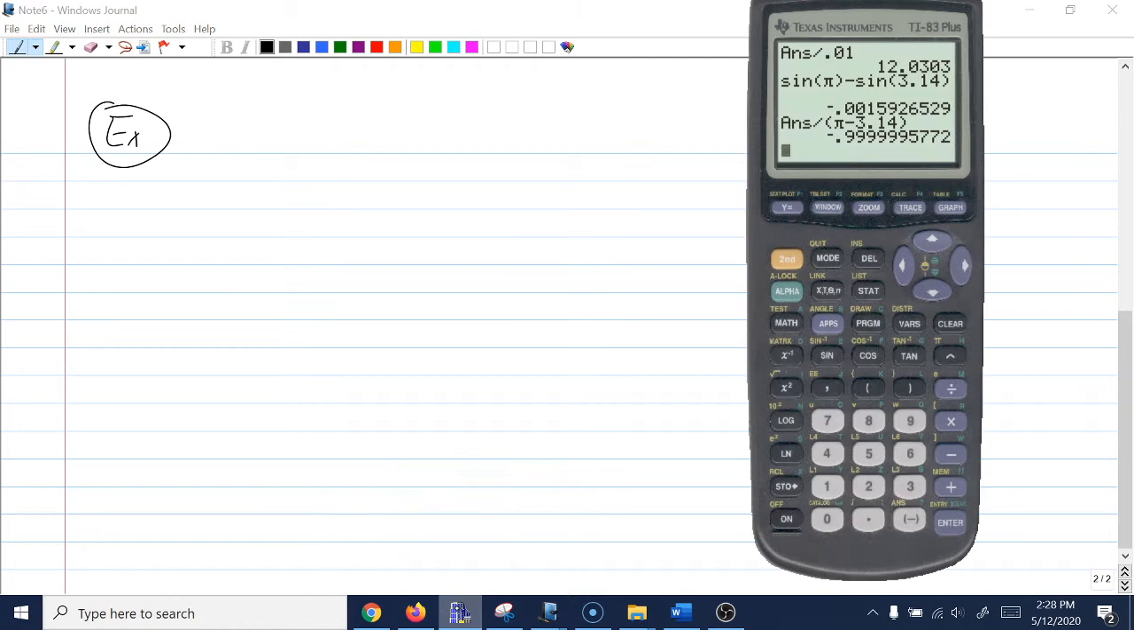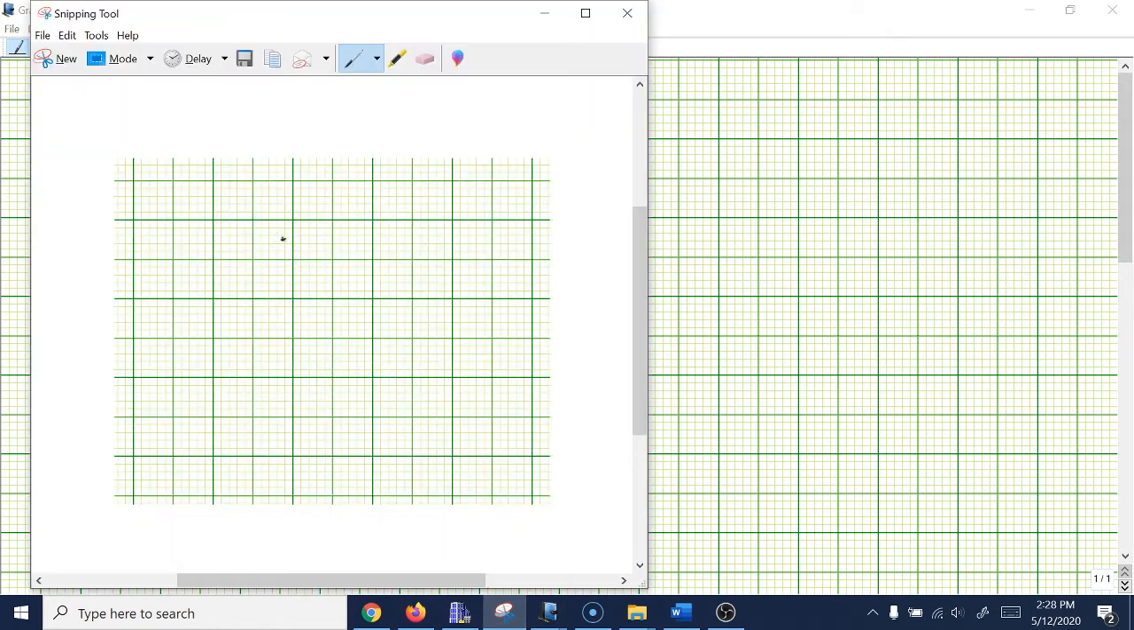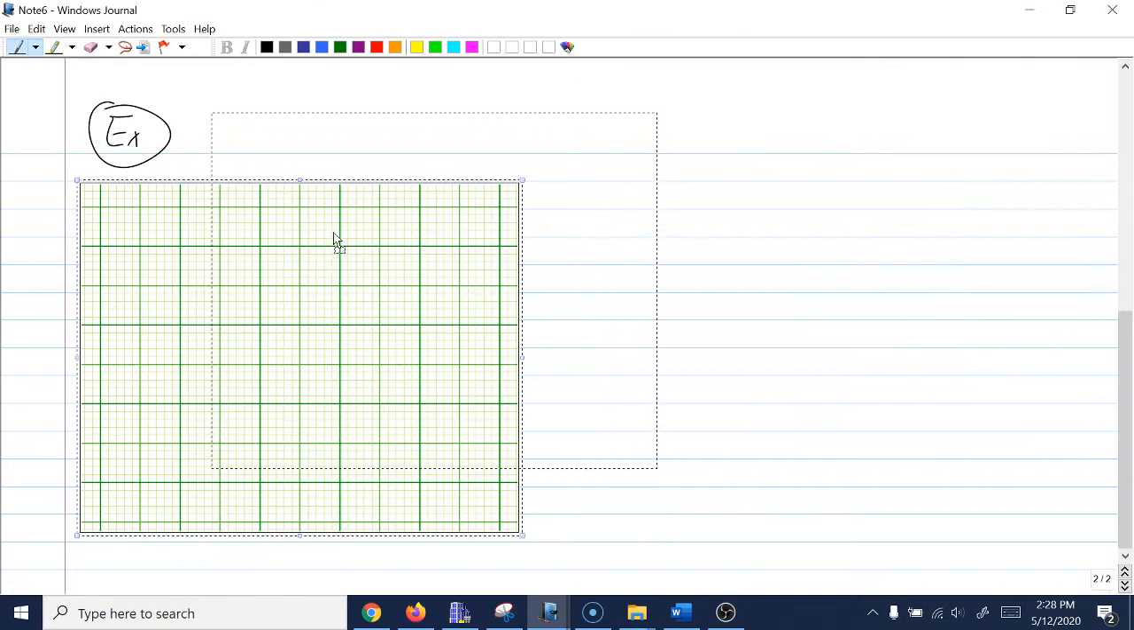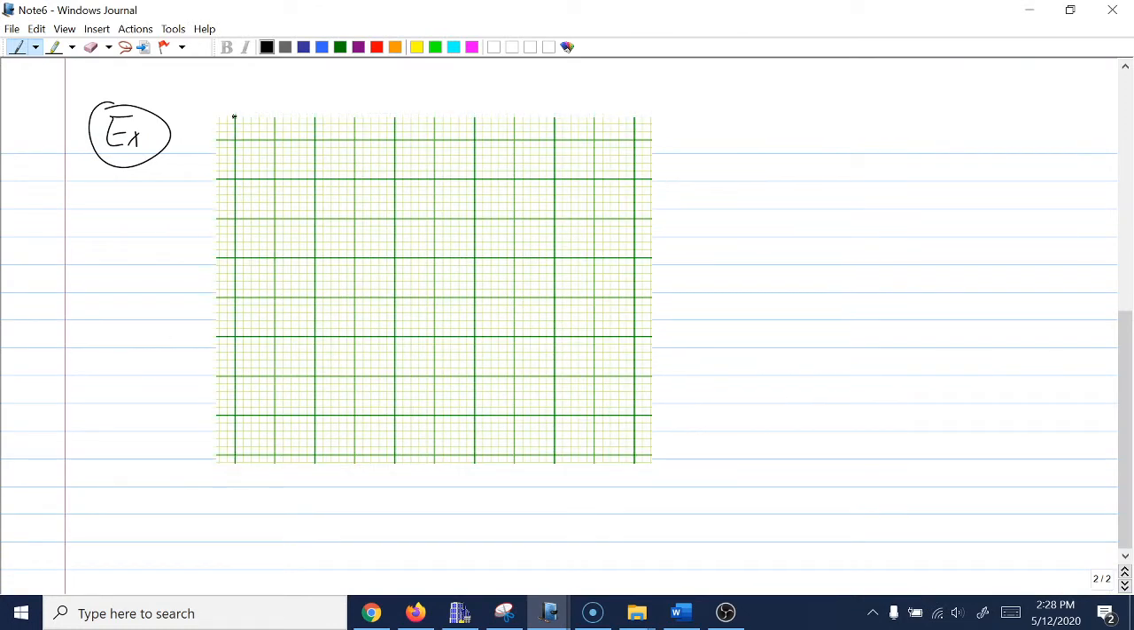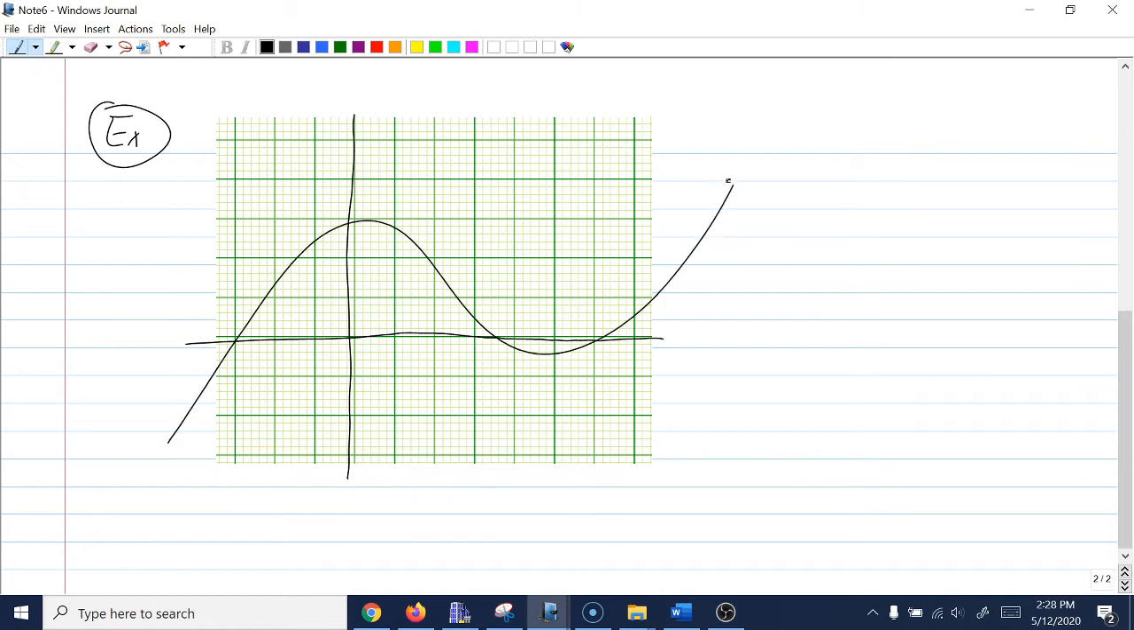Let me grab some graph paper. Do I have my graph paper open still? No, it's over here. Let's copy some graph paper to this note. My favorite thing about teaching with a tablet is I have infinite graph paper. Here's our function.